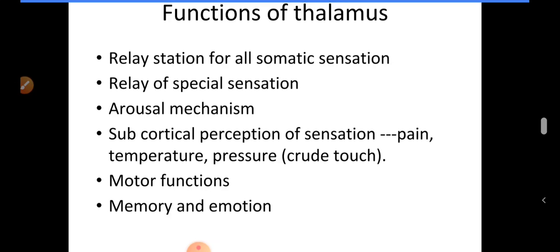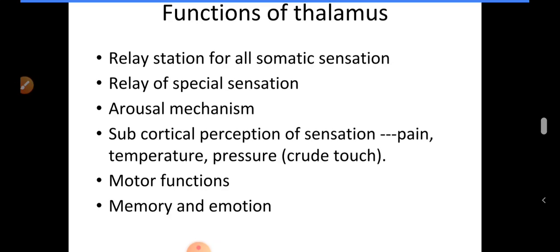It is also a center for integration of motor functions. The thalamus receives the output from the basal ganglia and the cerebellum before projecting it to the motor cortex, thereby helping in integration of motor functions by unconscious regulation of muscle tone. Because of the relay of most of the fibers at the level of the thalamus, it is one of the integration centers for regulation of muscle tone.